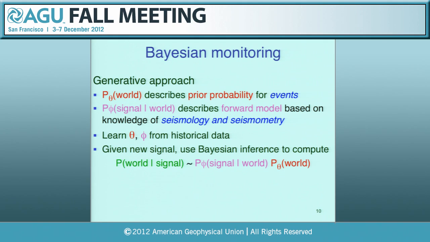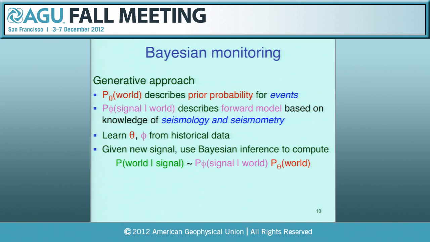And in Bayes' rule, you have a prior model, and it comes in two pieces. One describes the prior probability for the occurrence of events, and the other describes how those events produce signals. And so that's where most of the seismology and seismometry knowledge would go. The parameters of these models can be learned from data. So you're really fine-tuning and filling in the details of the models rather than trying to construct everything from scratch.